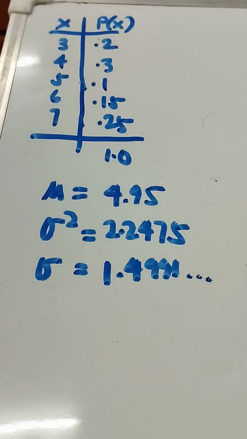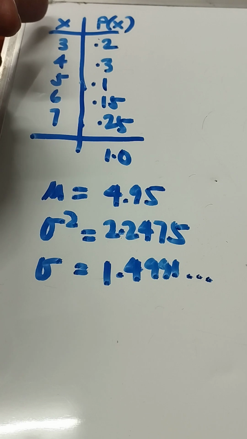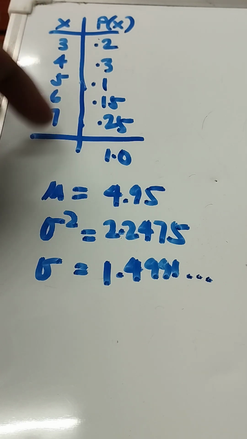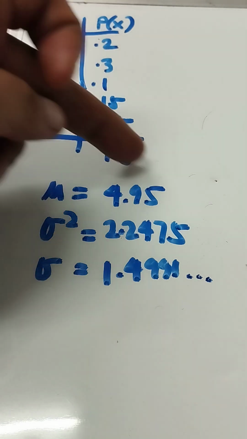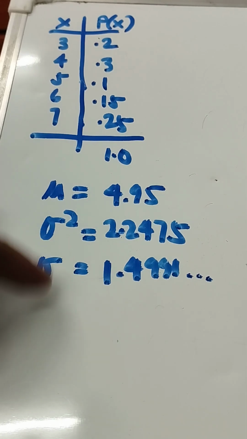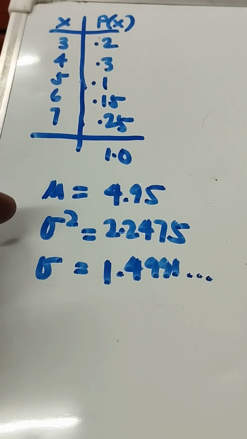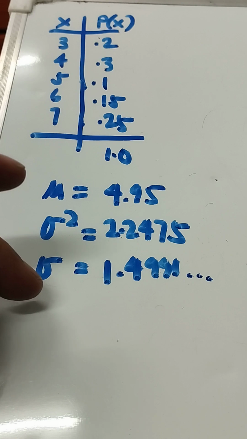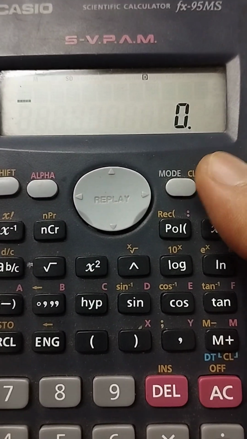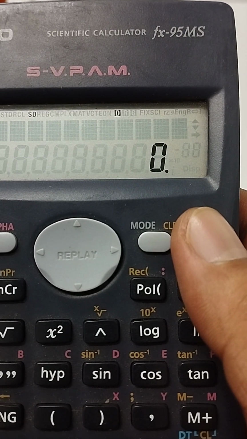So we have this as our data. For our probability mass function, you have x values 3, 4, 5, 6, 7 with corresponding probabilities adding to 1. And we have already calculated the mean, the variance, and the standard deviation using the formulas we have already learned. So how do we do this in an MS model?